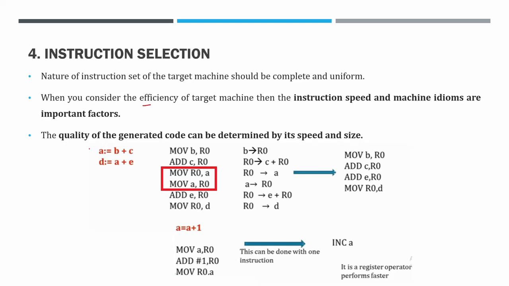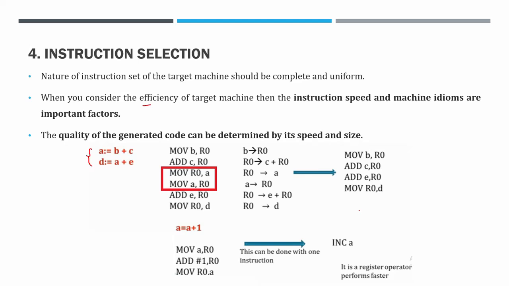For this particular expression, they have written assembly level code, and this part is redundant. Moving the register value to a, and again for the next operation, that is d equal to a plus e, we are moving this a value back to the register, which is not needed. So this can be done like this. In total we have 6 instructions, so we are reducing that to 4 instructions.